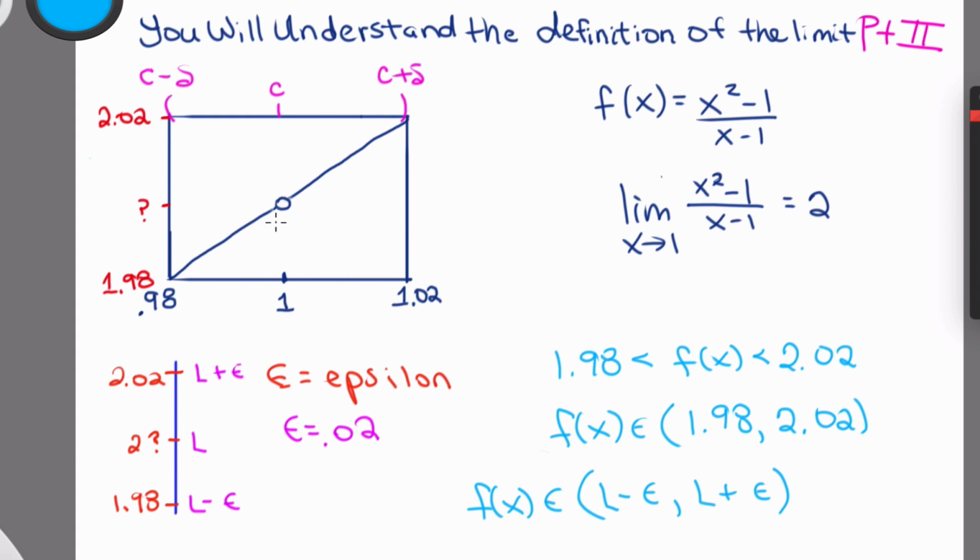Notice we are not evaluating f at 1. When we chose our open interval, excluding c equals 1, we automatically avoided this hole. That's why limits work.